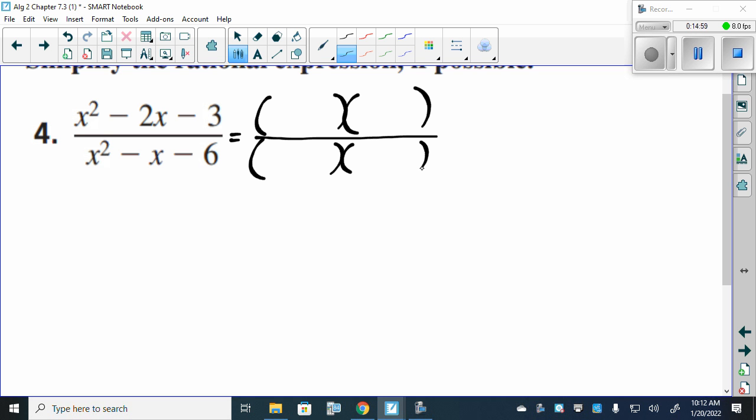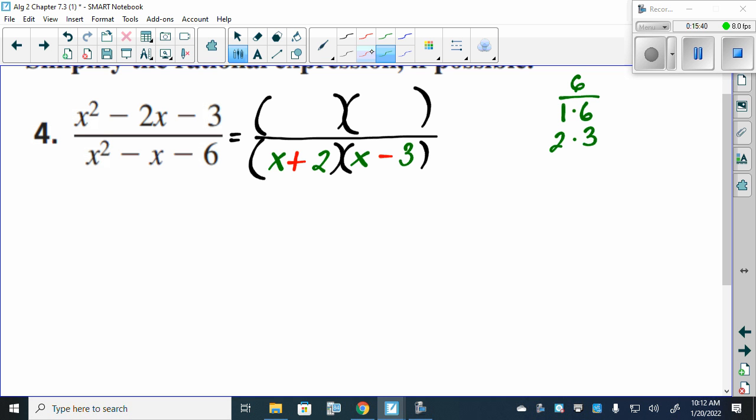The bottom one. If we look at this, the third term is negative, so our signs are opposite. One's going to be positive and one's going to be negative. The factors of x squared are x and x, and the factors of 6 are 2 and 3. The 2 would be positive and the 3 would be negative. If we check this, we get a middle term of negative x, which is what we wanted.